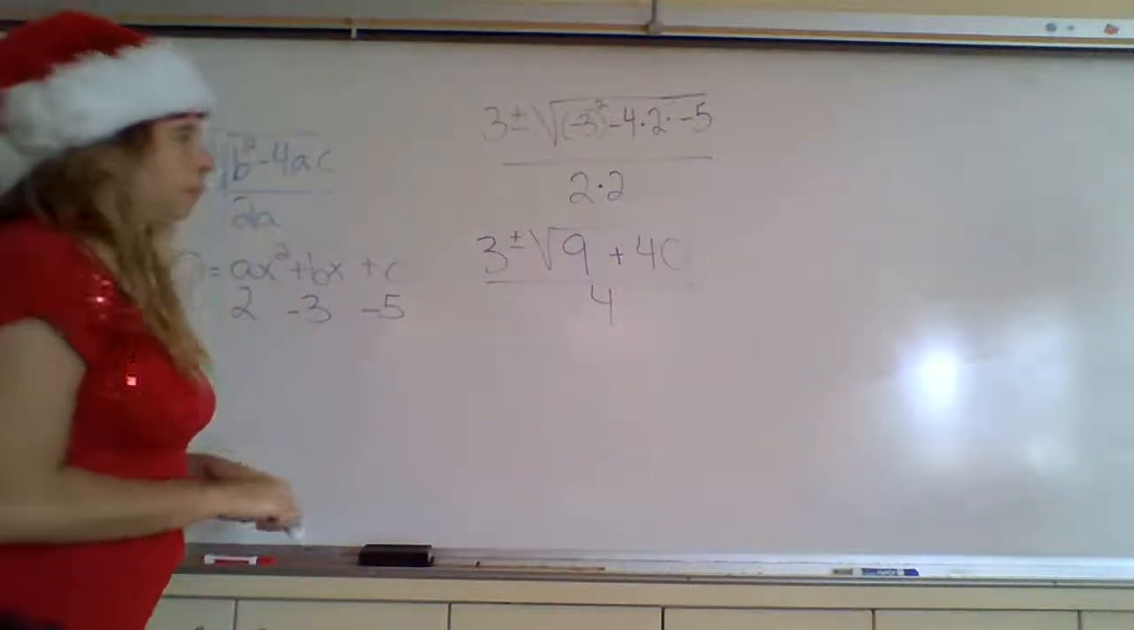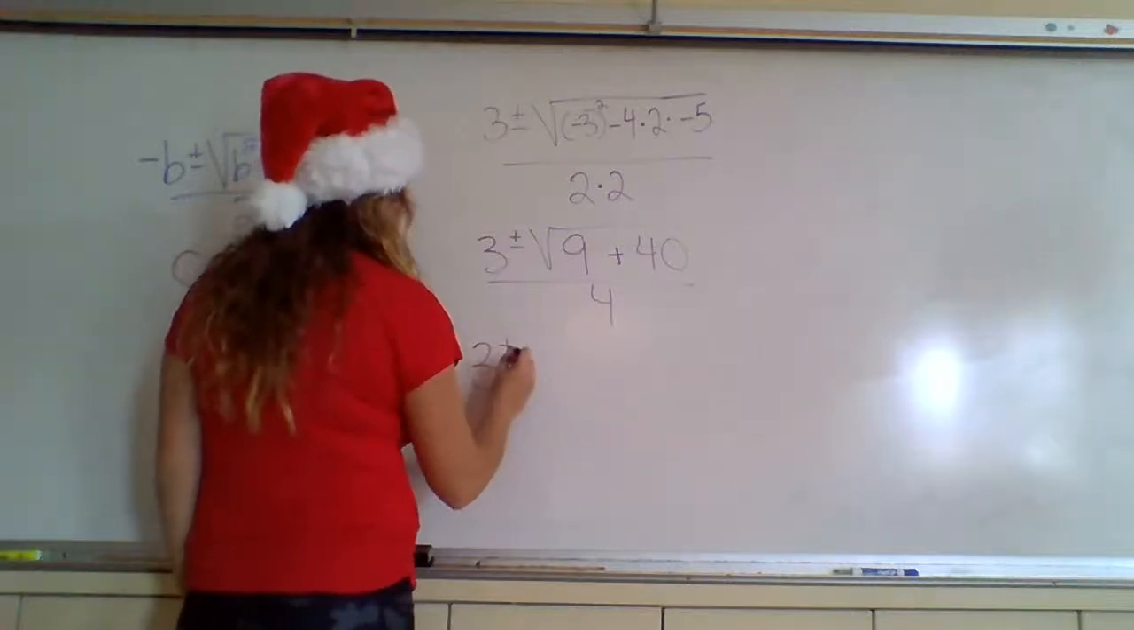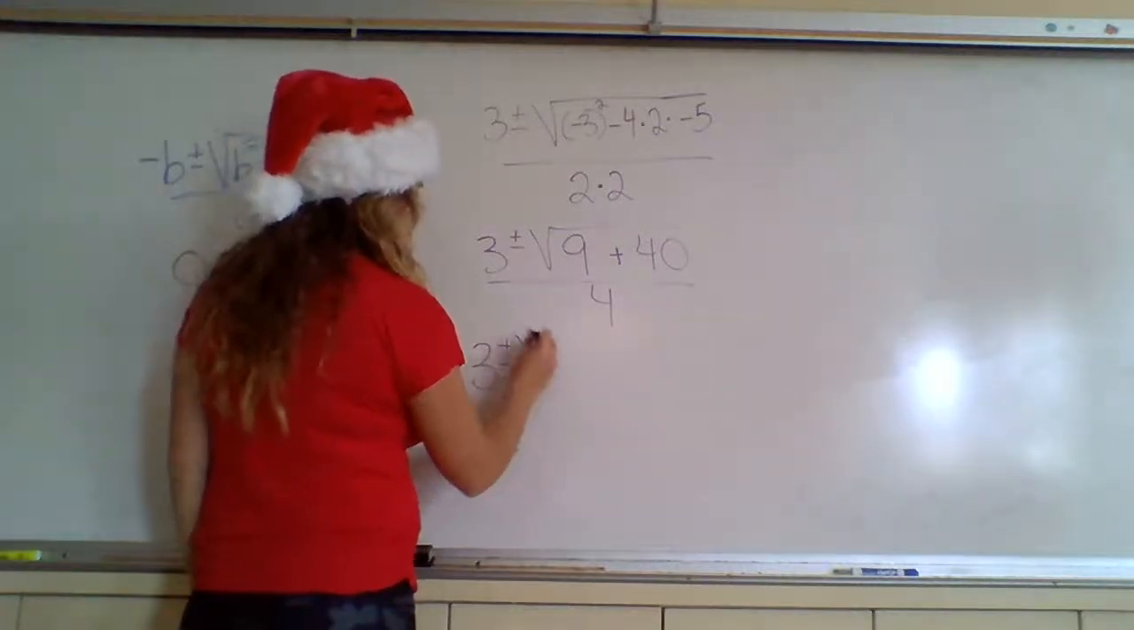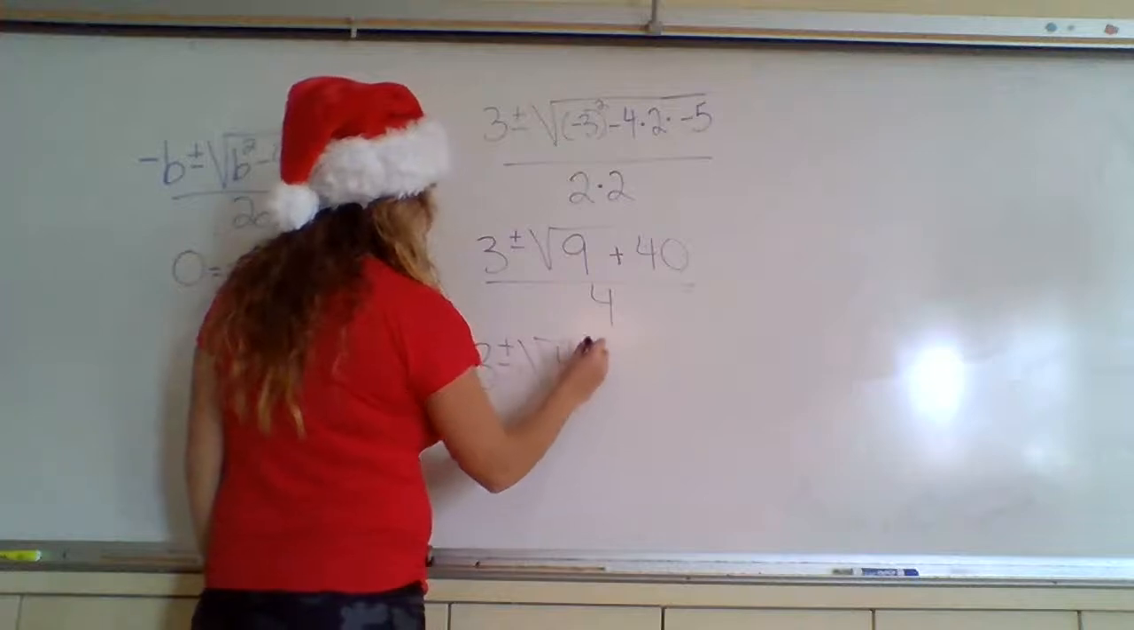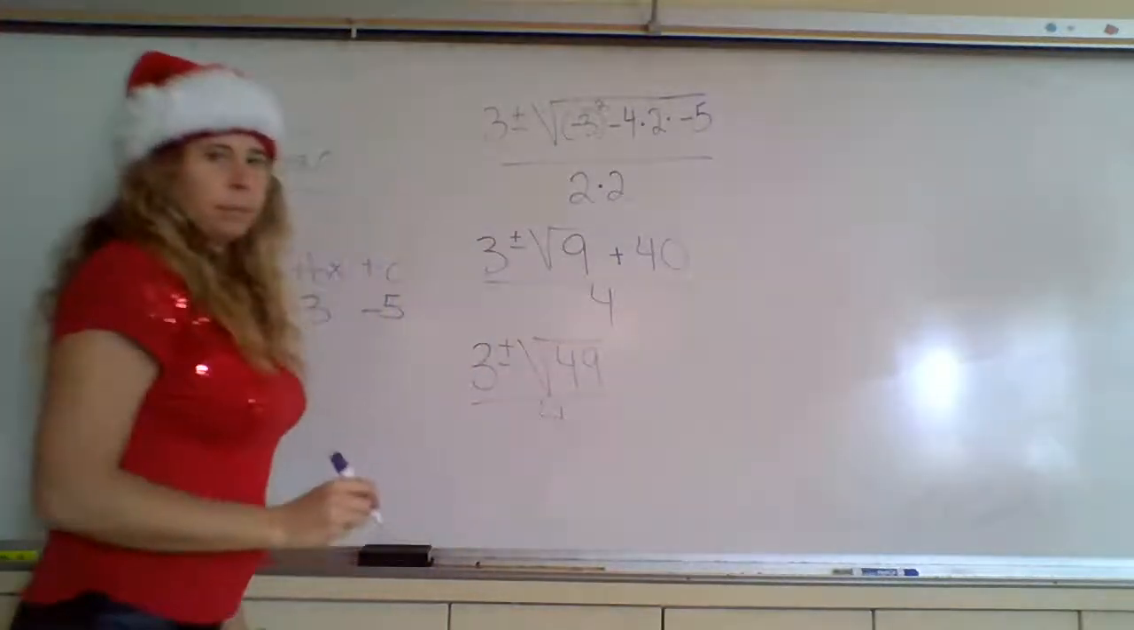All right. Keep going. 3 plus or minus square root of 49 all over 4.